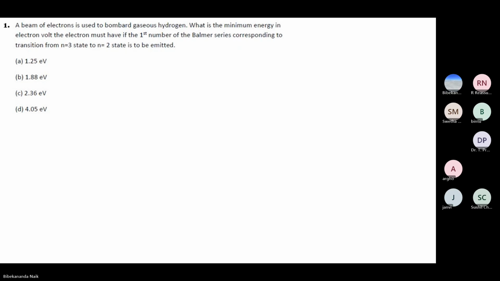So what should be the amount of energy that the electron should carry so that it will initiate the transition from n equal to 3 to n equal to 2 state, which corresponds to the first line of Balmer series. The options are option A 1.25 electron volt, option B 1.88 electron volt, option C 2.36 electron volt, and option D 4.05 electron volt.